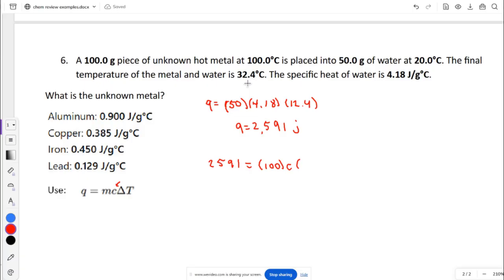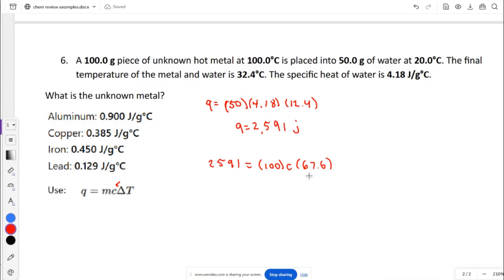So let's see how much the metal, obviously it went down. So I'm going to go 100. This is going to give me a positive number, which is fine. It doesn't matter. I just need to know how much the temperature changed. So 100 minus 32.4 equals, I could have got a negative number, but I just need to know how much the temperature changed. And the temperature went down by 67.6 degrees Celsius. So that's all we need. So we got our mass, specific heat we don't know, and the change in temperature was 67.6.